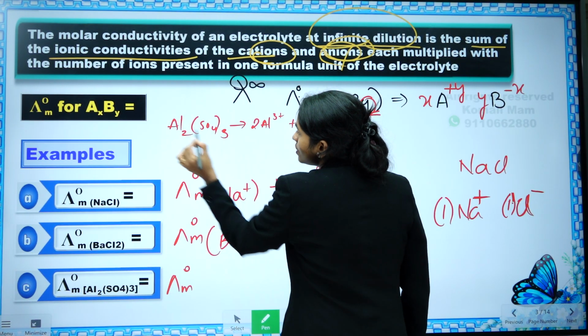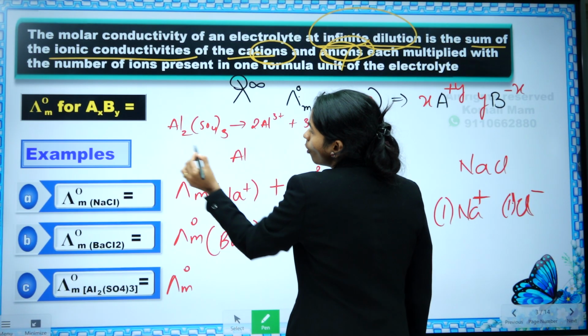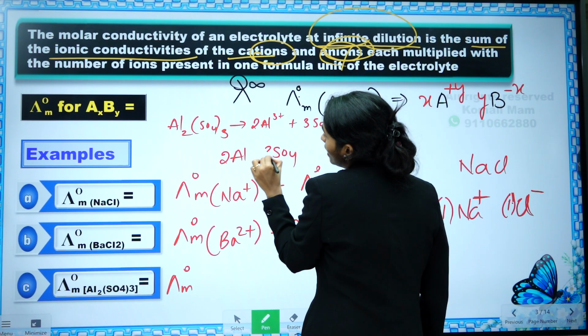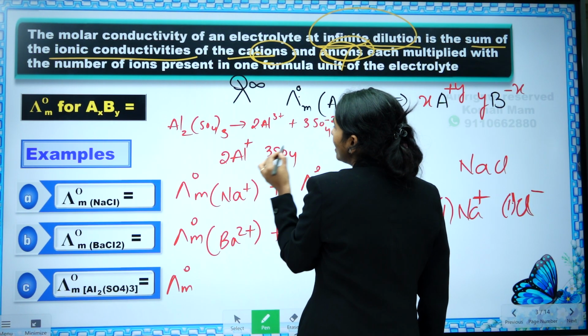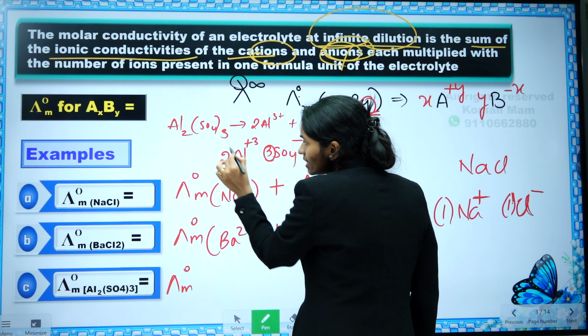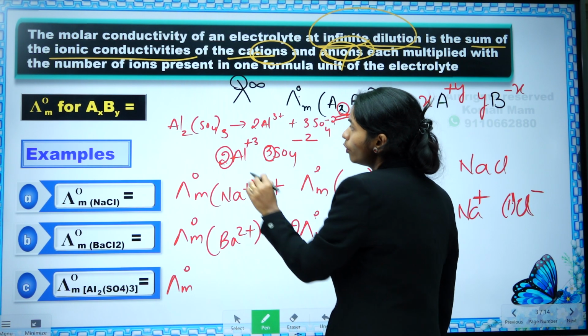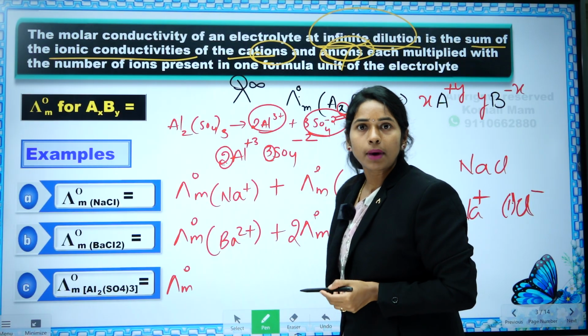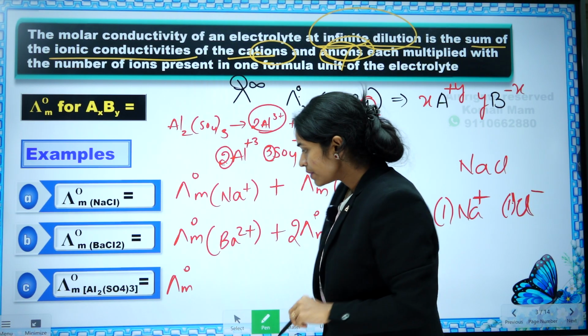See, first write the ions. Aluminium, how many? 2 ions. Sulfate, how many ions are there? 3 ions are there. First always cation, next always anion. This number you put as this charge, this number you put as this charge. So which gives us 2Al3+ ions and 3 SO4 2- ions, sulfate ions. Is it clear? Now write it.